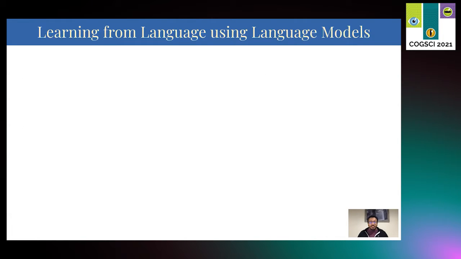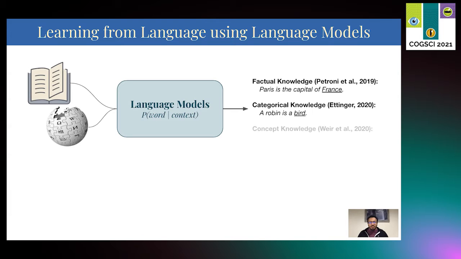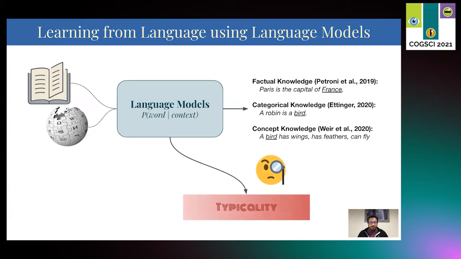Meanwhile, recent advances in natural language processing have led to neural network-based language models that rely on distributional statistics contained in raw texts to learn general-purpose text representations. These models impressively learn a wide variety of patterns related to encyclopedic knowledge, categorical knowledge, and conceptual knowledge. In this work, we ask the question, how much do these statistical associations learned by these sequence learners reflect typicality effects in categories?